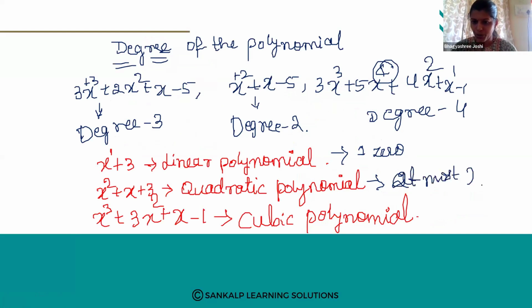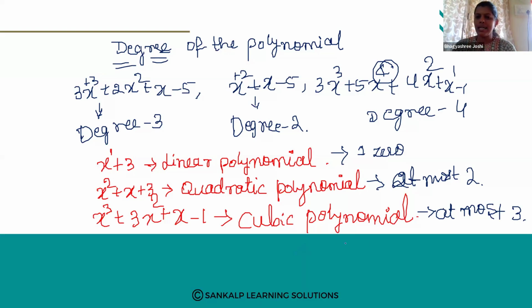At most 2. And for cubic, at most 3. Less than 3 is also possible, but more than 3 is not possible. So at most 3. Now, if it is a polynomial of degree n, how many zeros does it have? That polynomial has at most n zeros.